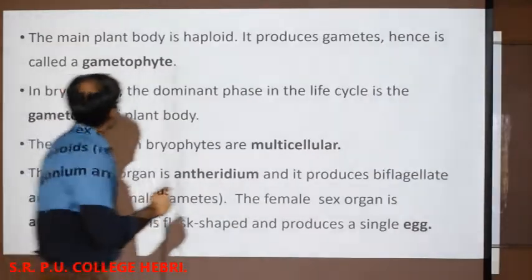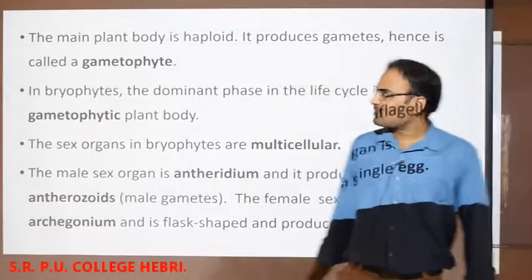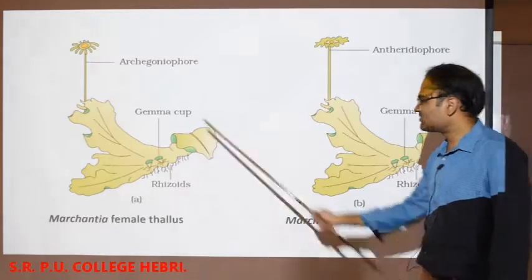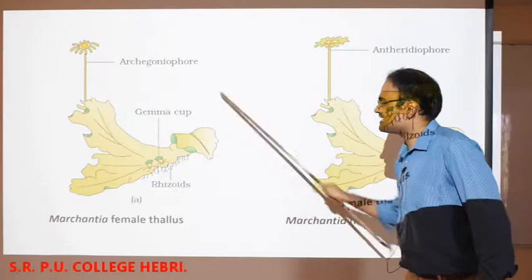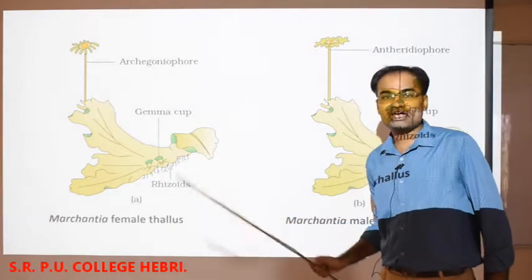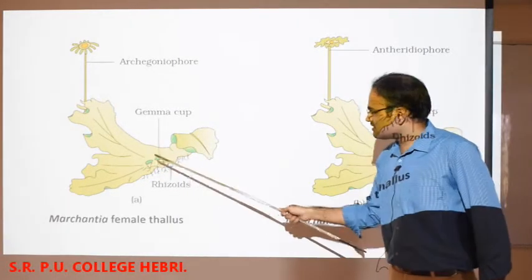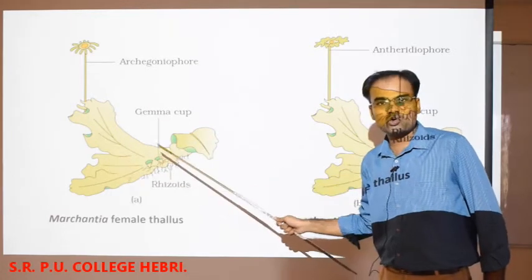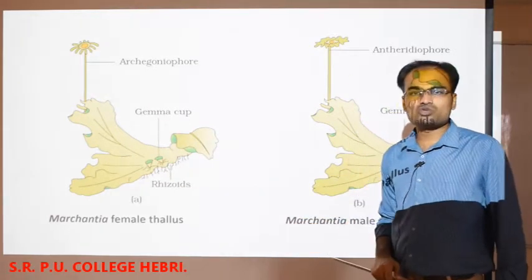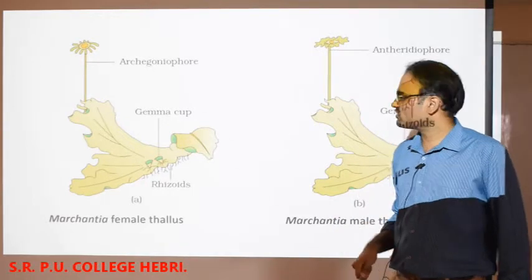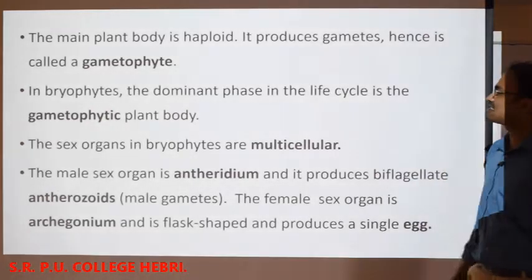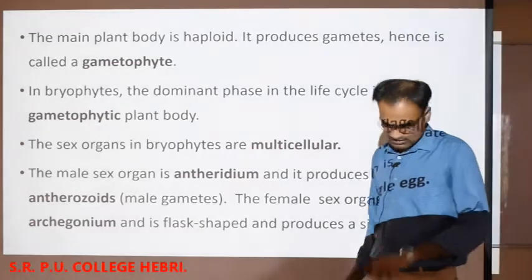Next one, the main plant body in case of bryophyte is haploid. The main plant body is haploid. Remember, whatever you are observing, the entire body is haploid. So what is haploid? The individual cell in this body consists of only n number of chromosomes, not 2n. It produces gametes, hence is called a gametophyte.